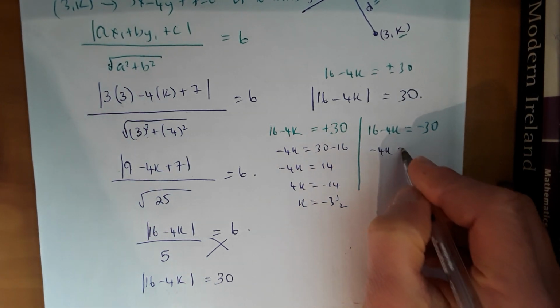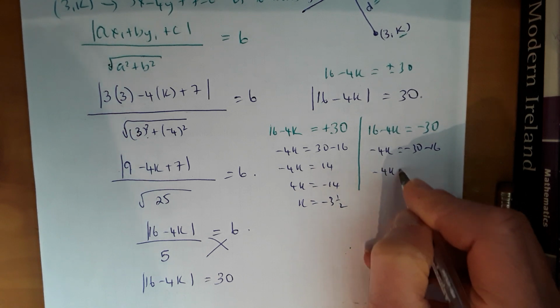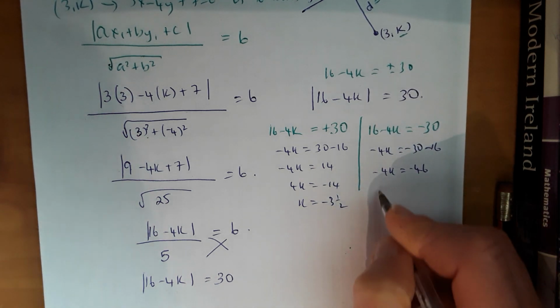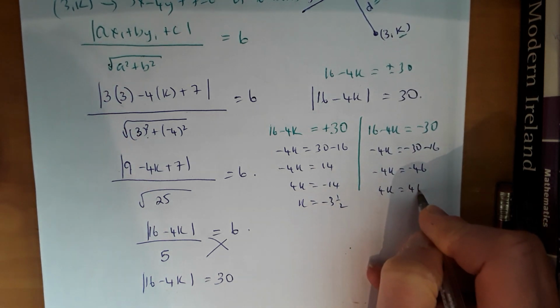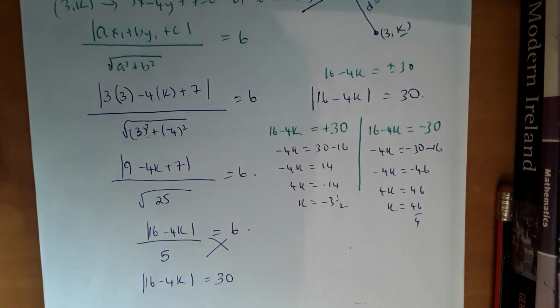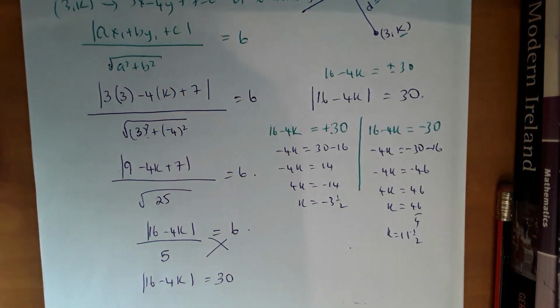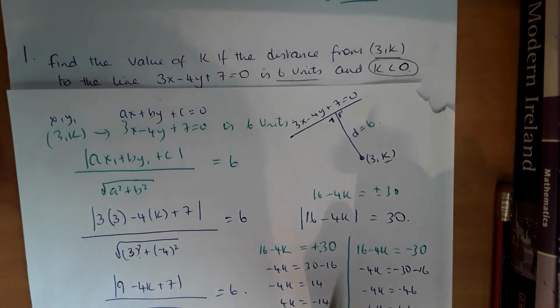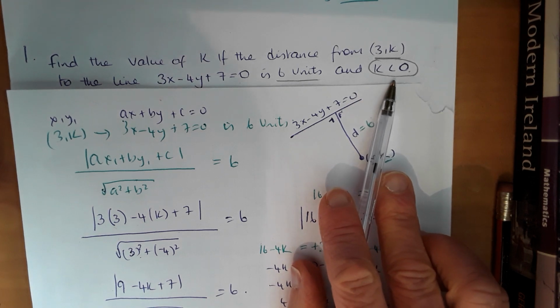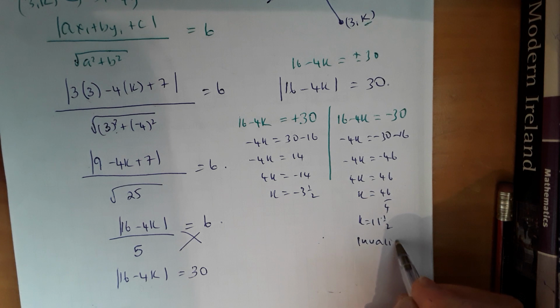Minus 4k is minus 30 minus 16. Minus 4k is minus 46. So 4k is 46, so k is 46 over 4. Now that's about 11.5, isn't it? Now I was told in the question up at the top that k was less than 0. So if k is less than 0, that makes that answer invalid.